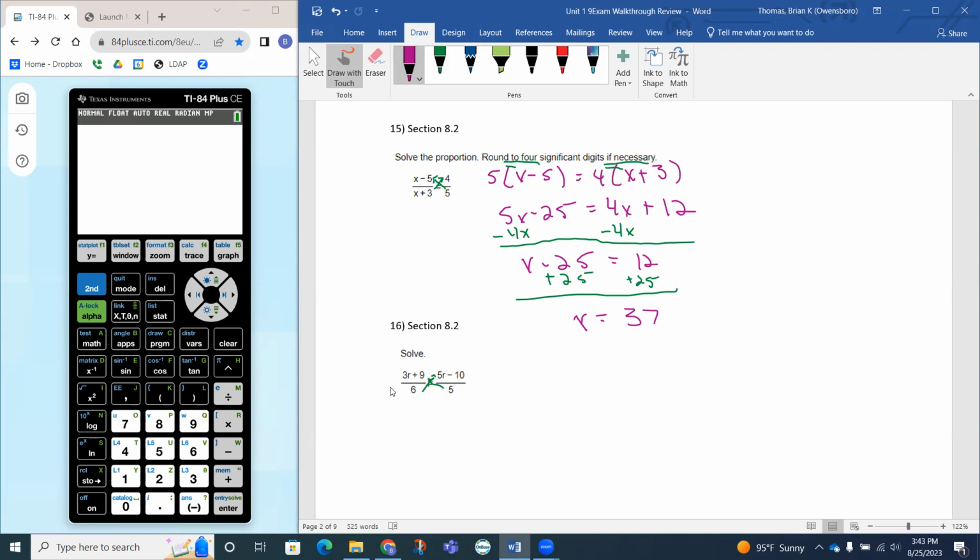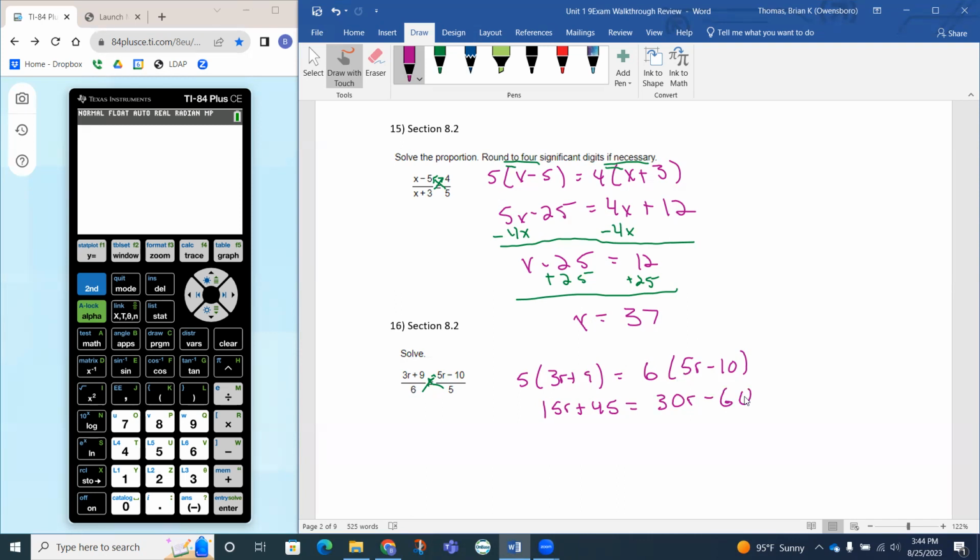So that means I have this 5 times the quantity 3r plus 9. And we have this 6 times this 5r minus 10. So we do want to multiply the 5 through the parentheses to remove it. That's going to be 15r plus 45. And I have to multiply the 6 through, and that's going to be 30r minus 60.